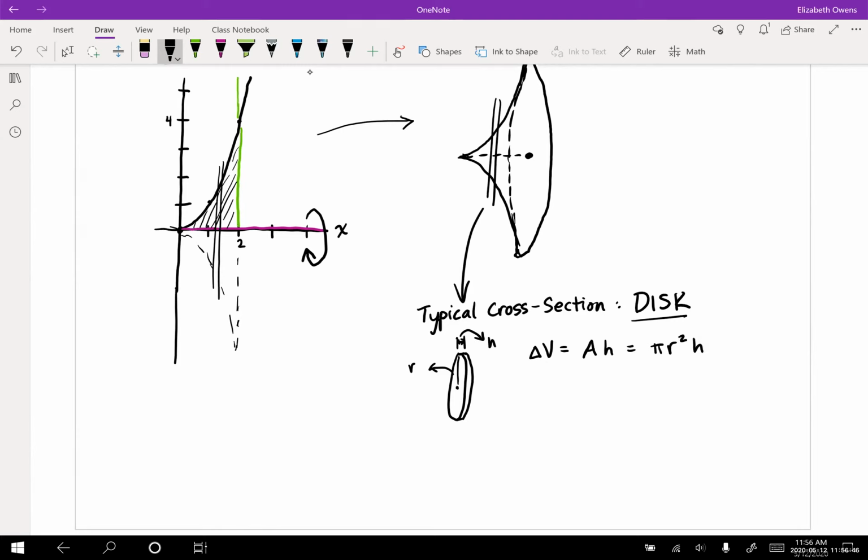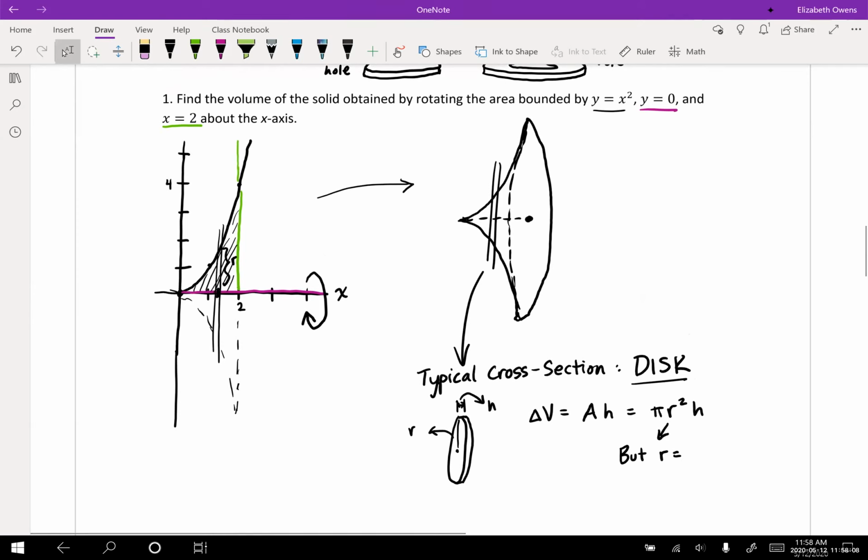Any thoughts? Yeah, Brandon, good. Plugging x into the equation to get y. Exactly. Because we know what equation is making that outer curve of the horn. It's the parabola y equals x squared. And so we can use that to find the radius, because the radius is determined by whatever value the parabola has at that point.